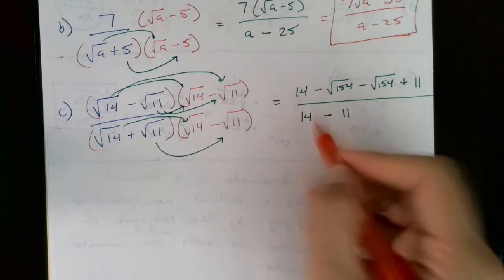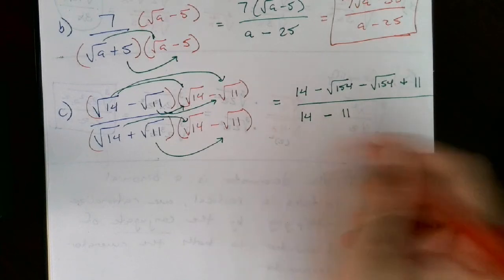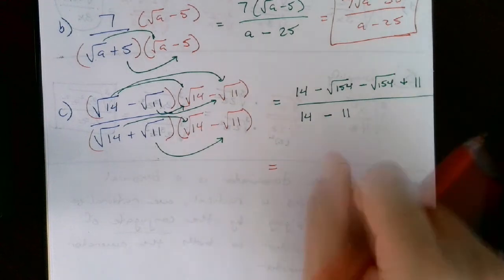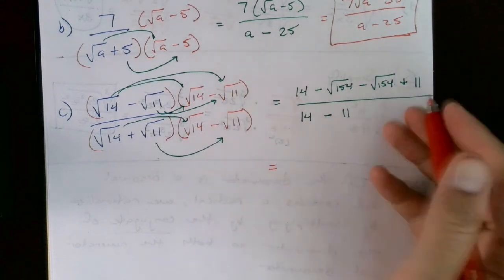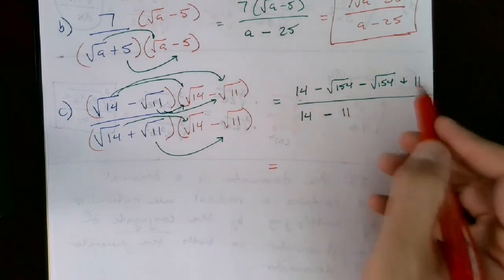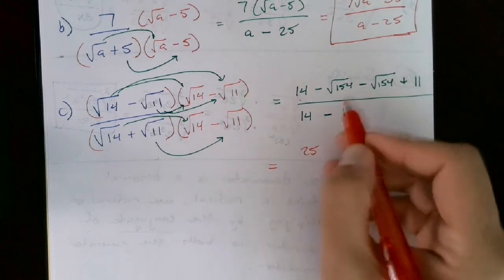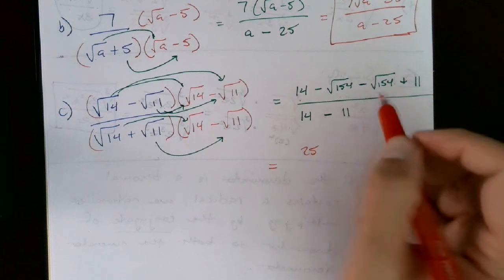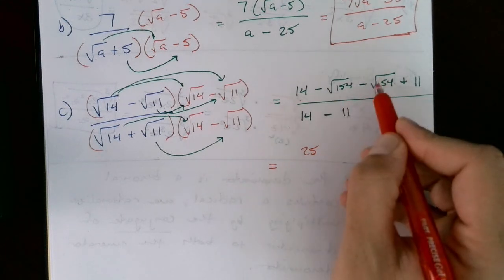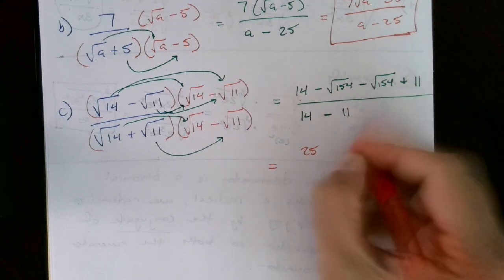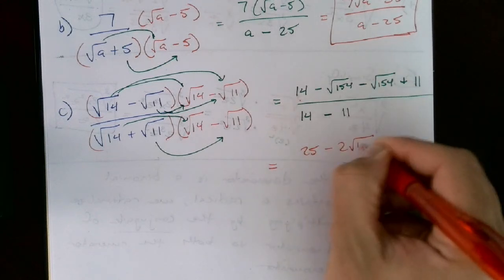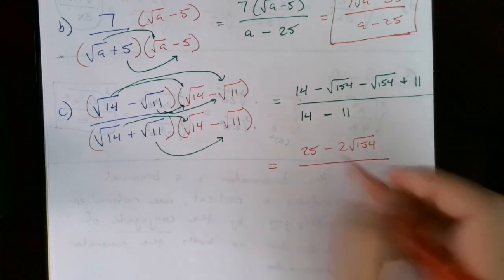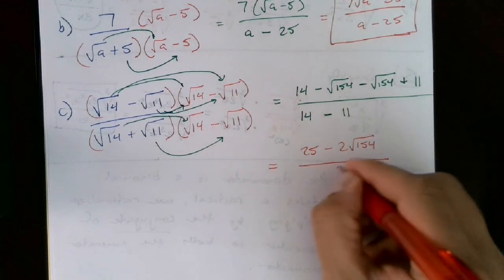Can you cancel the 14s and these 11s? The answer is no, right? Because these are not factors, these are terms. In other words, they're not being multiplied, they're being added and subtracted. So you want to combine like terms in the numerator and denominator. 14 plus the 11 will give me 25. Negative square root of 154 minus square root of 154. These don't cancel. Be very careful here. Right? This is really minus 1 square root of 154 minus another 1 makes it minus 2 square root of 154. They're like radicals, in other words. Over the denominator, 14 minus 11 cancels to 3.